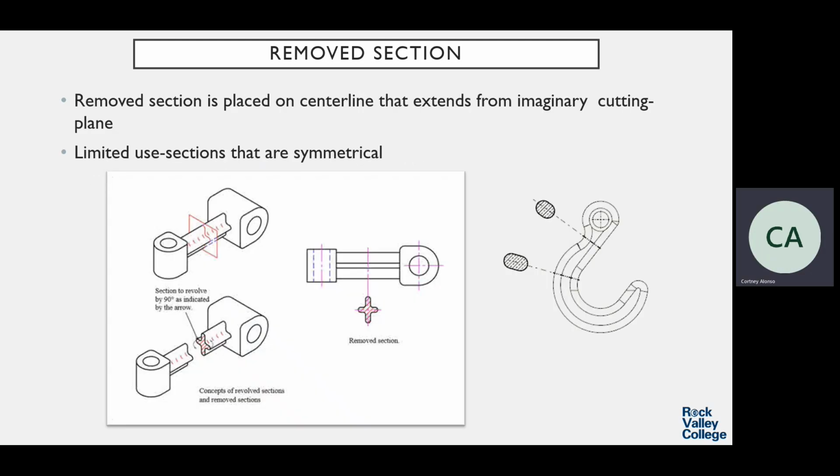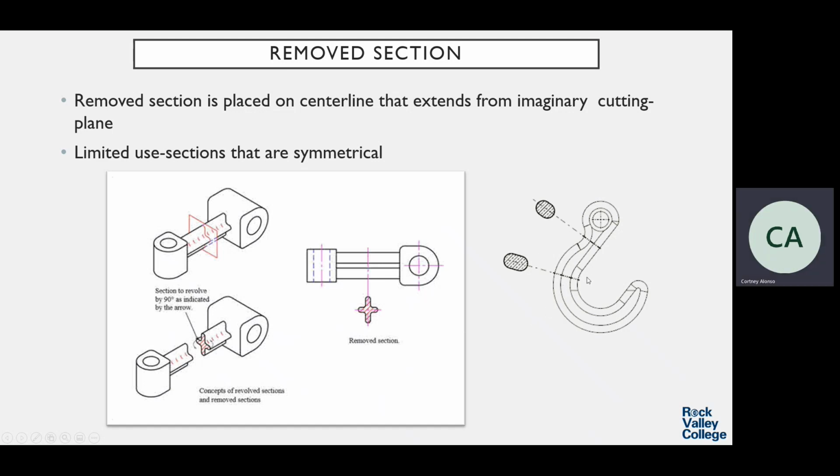Okay, so removed section, and another detail here, this is a good one. The removed section is placed on the center line that extends from the imagery. So here I'm putting a center cut, and it's going to show you a cutting plane, and then it's just removed here. So I'm going to show you this view. This view gives you all the information. However, here I can actually show you the dimensions. Say I want to show you the width of this part. Now I can show you very quickly by pulling that out and giving you a removed section.